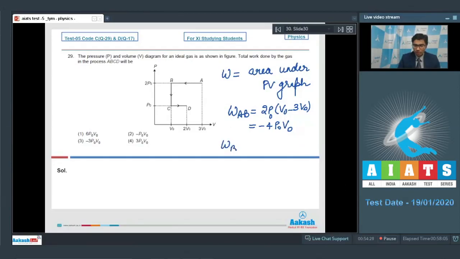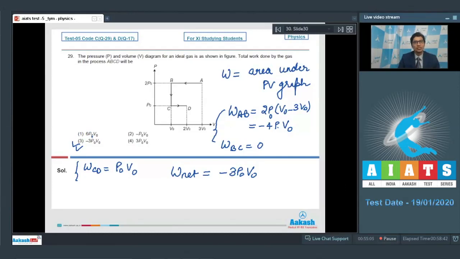The work done in process BC would be equal to 0 because it is an isochoric process, and work done in CD will be equal to P naught into V naught. Dear students, the total work done will be equal to the addition of all these 3 work dones, which will be equal to minus 3 P naught V naught, and hence for this question option number 3 is the correct answer.